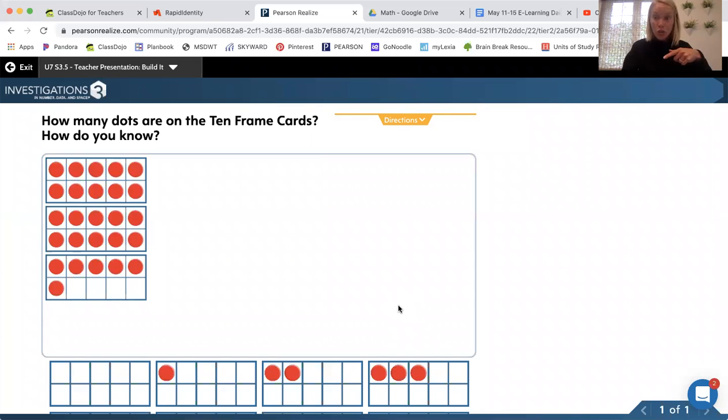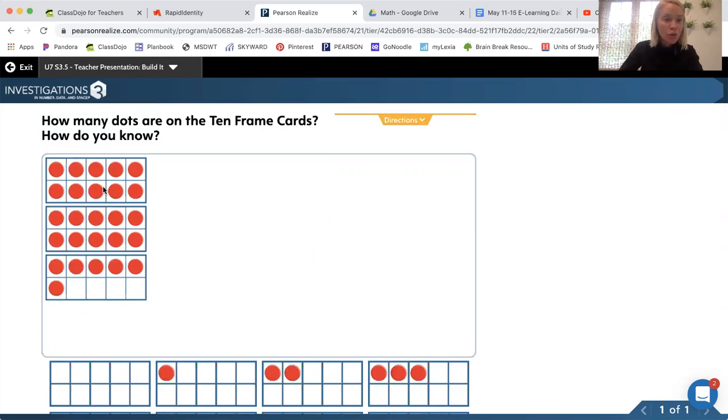So I want you to go ahead and count the dots that you see on my screen here. Count those dots and put that number in your head, or tell someone next to you at home how many dots you see. Okay, so here's how I counted these dots. I think that there's 26 dots, and I will tell you how I got that.